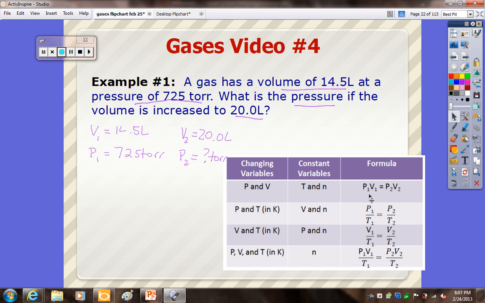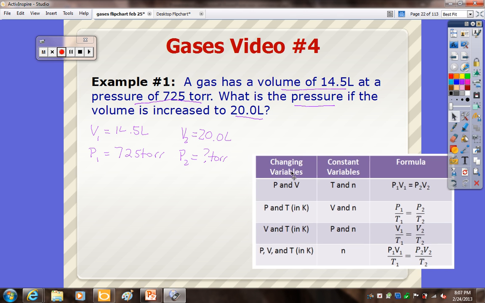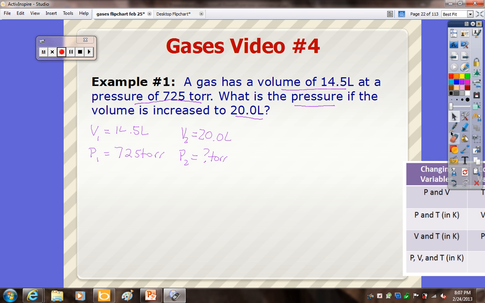So the formula we're going to use is P1V1 equals P2V2. Let's write that in. So P1V1 equals P2V2. Let's rearrange this so we get P2 by itself. To get P2 by itself, I need to divide both sides by V2, so that the V2's cancel on this side. I'm left with P1V1 over V2 equals P2.